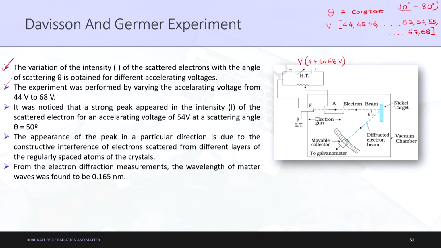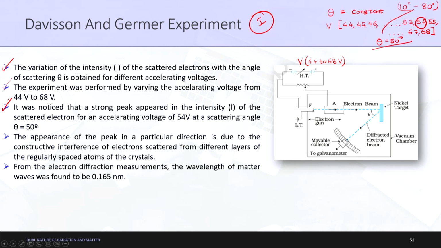For 10 degrees we did the complete process, that was test 1. Then at 11 degrees we did the complete process. So, from 10 to 80 degrees we had complete results like this. Finally, when we tried to analyze the results, it was found that the intensity was maximum for the voltage equal to 54 and theta equal to 50 degrees. So, this is how the experiment was conducted.